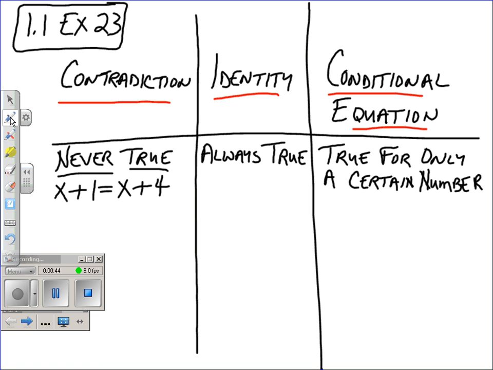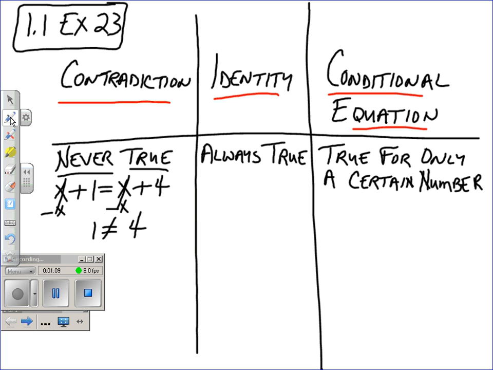If you continue to solve this, you would try to get rid of the x from one side, but it would eliminate the x from both sides, and you're going to come up with something crazy like 1 equals 4, all right? If you continue solving that all the way to the bitter end, you'll come up with something that is never true. 1 is never equal to 4, and so this would be a contradiction. This would be an equation that has no solution.